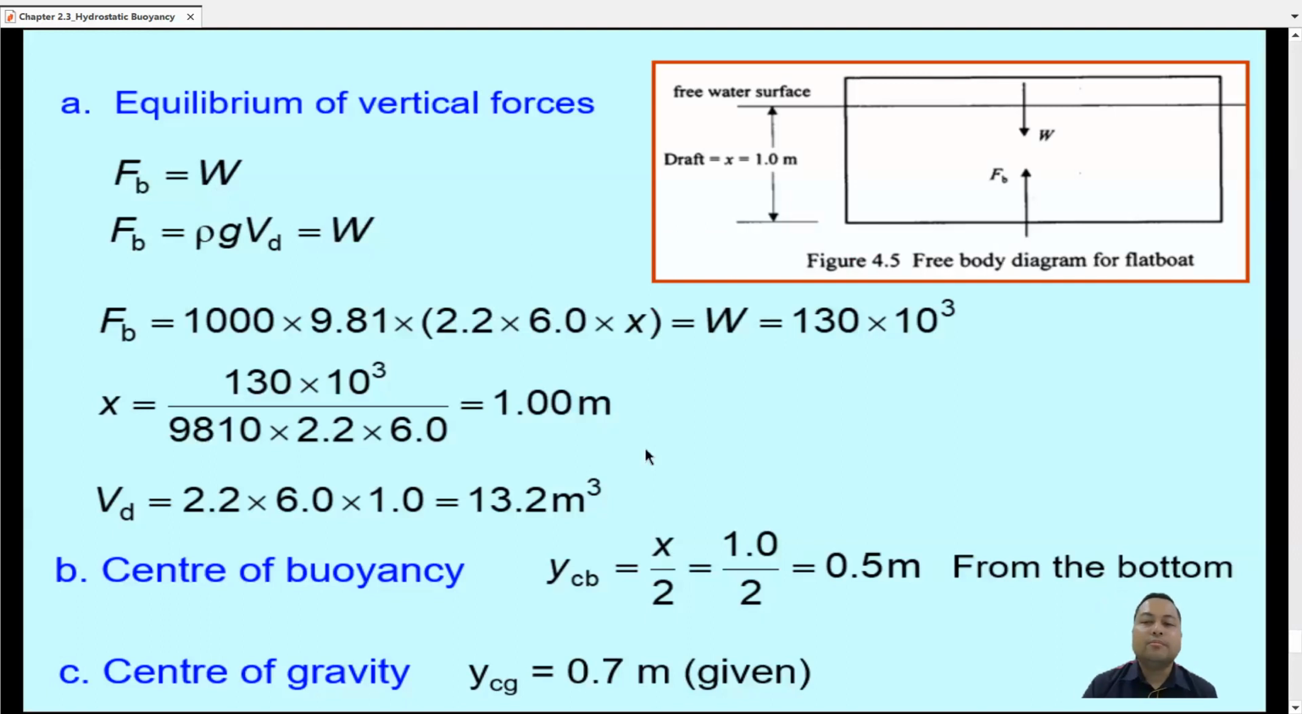Okay, what we can do, first of all, we use the equation FB is equal to the weight of the object. So FB is equal to rho g VD. So from here, we got X to be 1 meter, the depth of immersion. So VD is 13.2 meter cube. From there, we can determine the center of buoyancy. So YCB is equal to X over 2. So it is 0.5 meter from the bottom. And the center of gravity is 0.7 meter, which is given in the question.